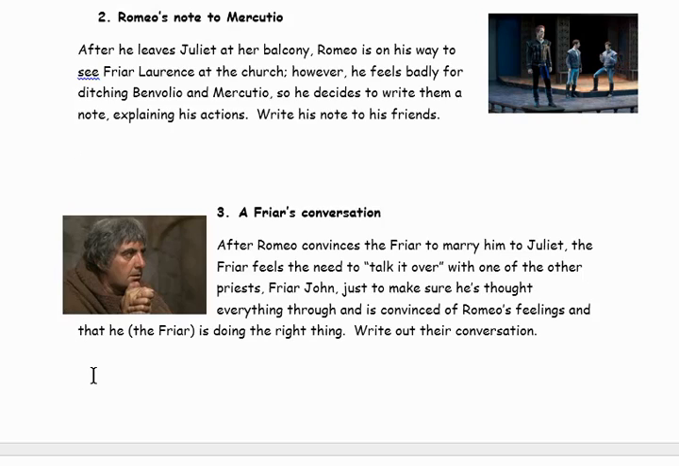Number 3, I need you all to shed your women and men, and I want you to become Friar. Okay, he's a priest. You're now going to become a priest, and you're going to speak from the perspective of Friar. Everything that's going on in Act 1, everything that's going on in Act 2, let's write from his perspective. After Romeo convinces the Friar to marry him to Juliet, the Friar feels the need to talk it over with one of the other priests, Friar John, just to make sure he's thought everything through and is convinced of Romeo's feelings and that he, the Friar, is doing the right thing. Write their conversation. This should be about a half of a page, guys. So what would Friar John say to Friar Lawrence?